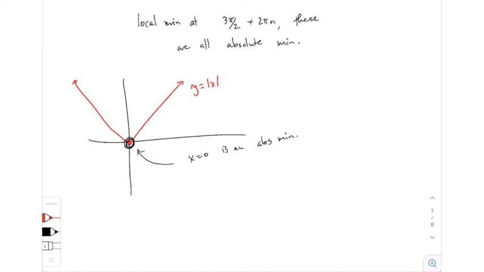Like I said, every absolute extreme point is automatically a local extreme point. Is there an absolute maximum anywhere? No, because the thing goes up forever on the two ends. There's no top to it, right? So x equals 0 is an absolute minimum. There is no absolute maximum. All right, great.